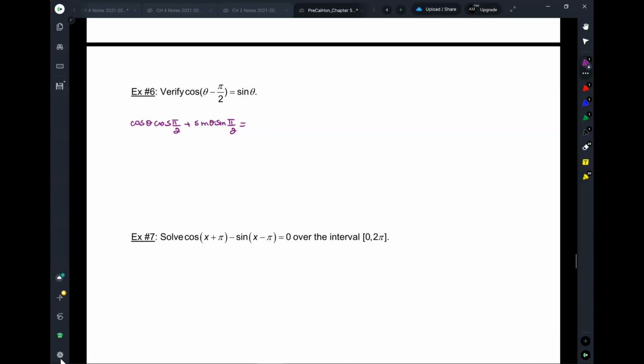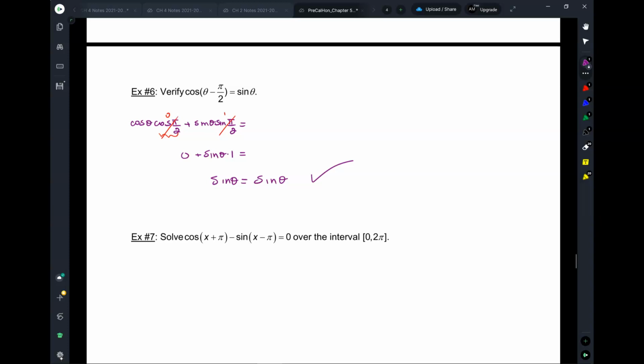All right, so let's see. What's cosine of pi over 2? 0. So that whole thing becomes 0. What's sine of pi over 2? 1. So here I get 0 plus sine theta times 1 is equal to, and look, that's just sine theta equal to sine theta. So you verified it. All right, questions?